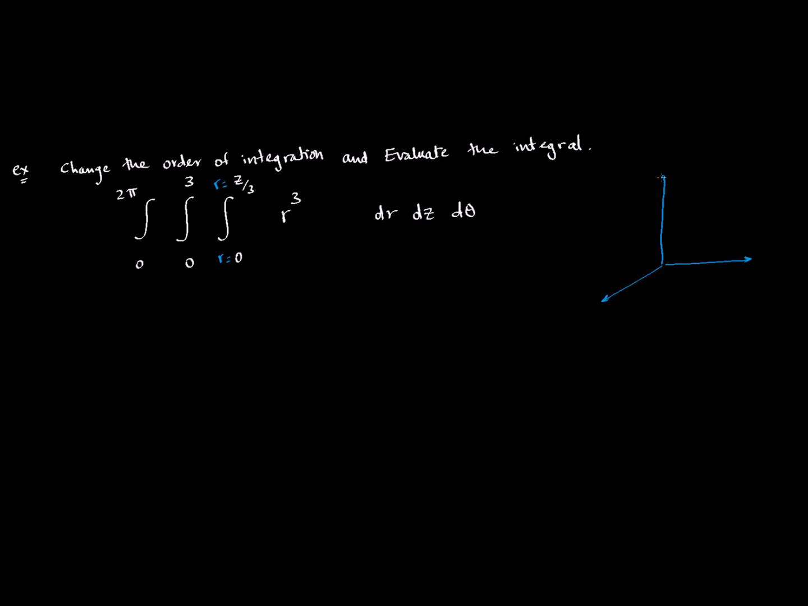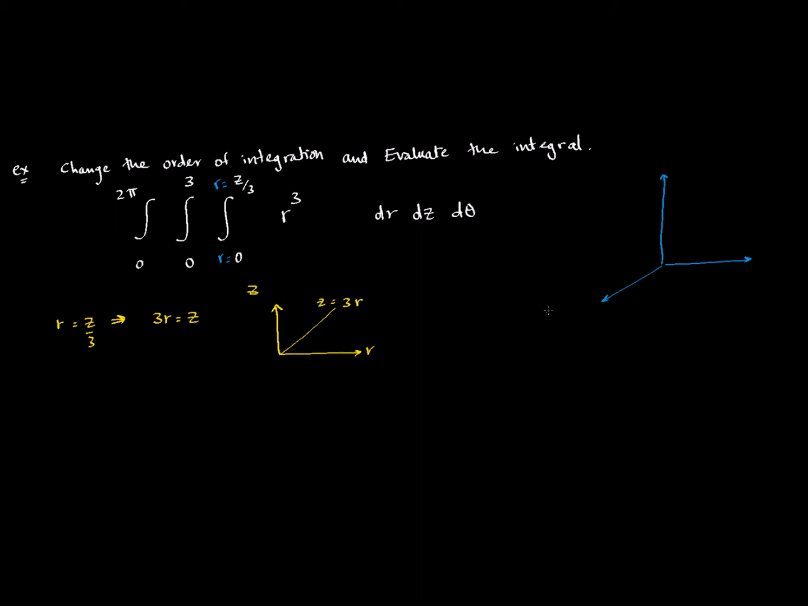So if we try and sketch this, r is equal to 0 is just the origin, and r is equal to z over 3. Well, let me rearrange this. I'm going to multiply both sides by 3, so we get 3r is equal to z. And z equal to 3r, that's an equation of a cone. So if you sketch this on the zr plane, that's a straight line with slope equal to 3. So this is going to be 3r.